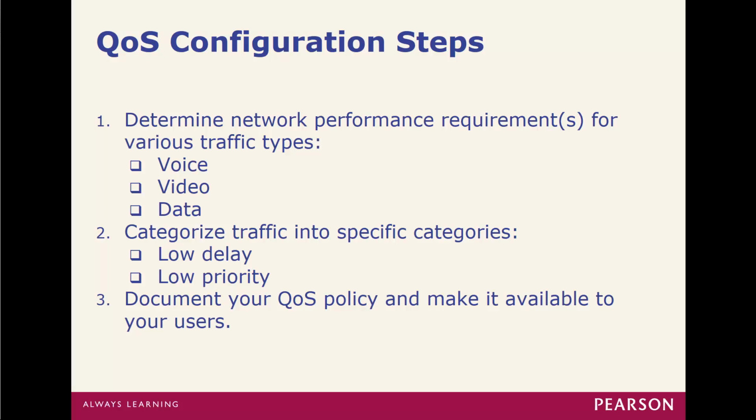Second category is maybe categorizing it into two specific types of categories: low delay and low priority. Next is the documentation of our QoS policies so that we can make those policies available so that people know the appropriate response or services off of certain types of traffic. Knowing that even if you have data, the voice is going to take precedence. So if your data is degraded, it's going to be a sacrifice for our voice.